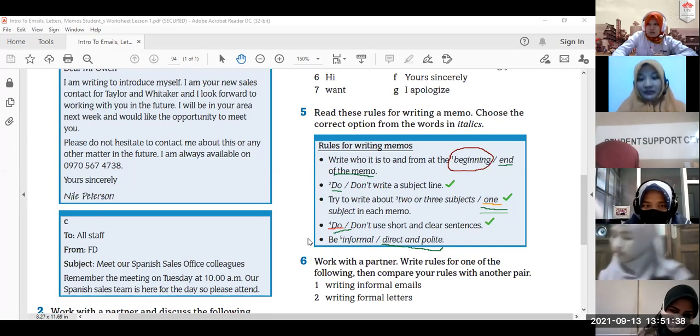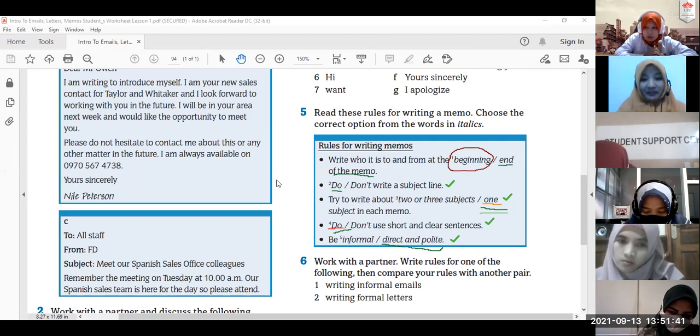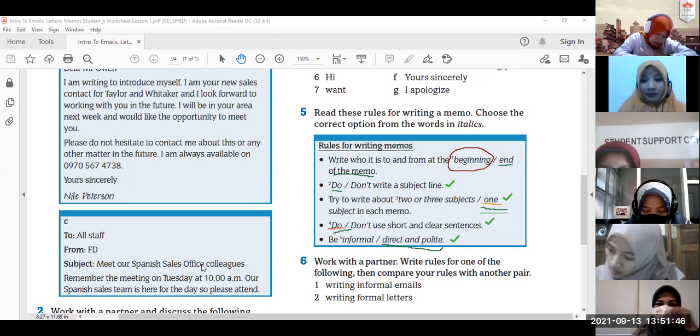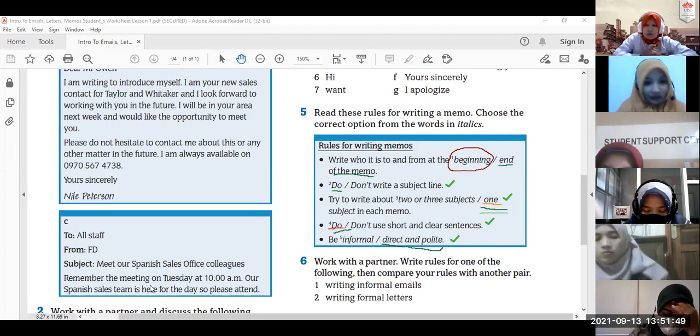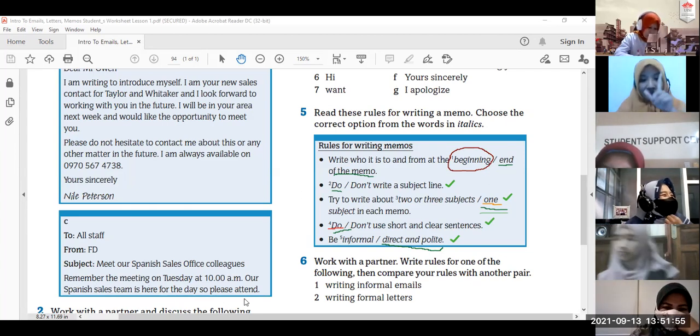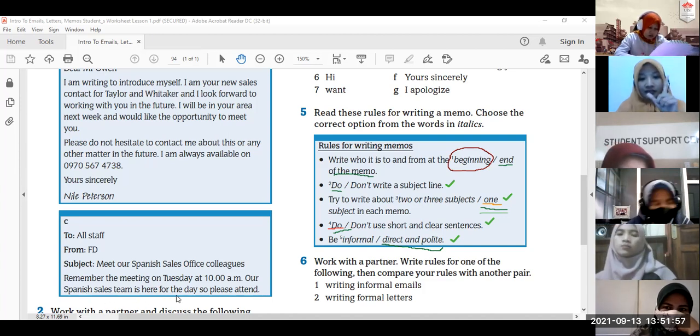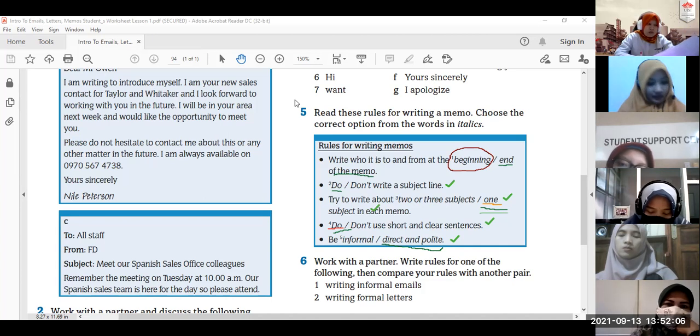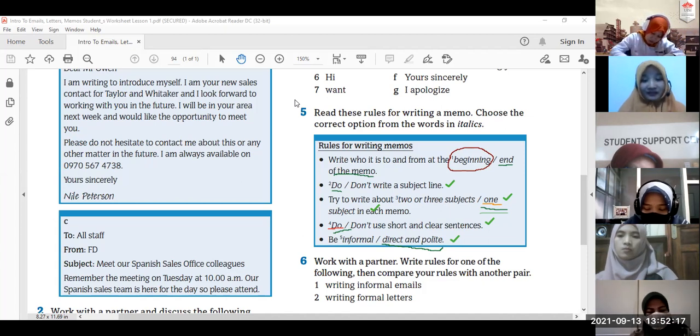And the last one, be direct and polite. Be polite and also direct when you write a memo. If you want to write a memo, please make it only 1 or 2 sentences. This is only 2 sentences. Remember the meeting on Tuesday at 10 a.m., 1 sentence. And the second one, our Spanish sales team is here for the day, so please attend. Later on when making a memo, use a maximum of 3 sentences, because a memo is a very direct and brief announcement.